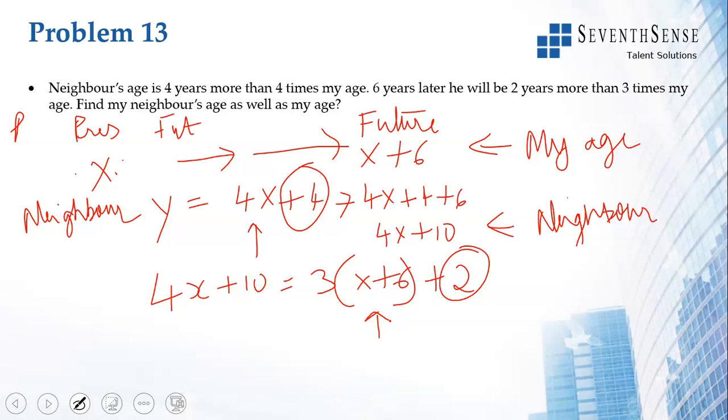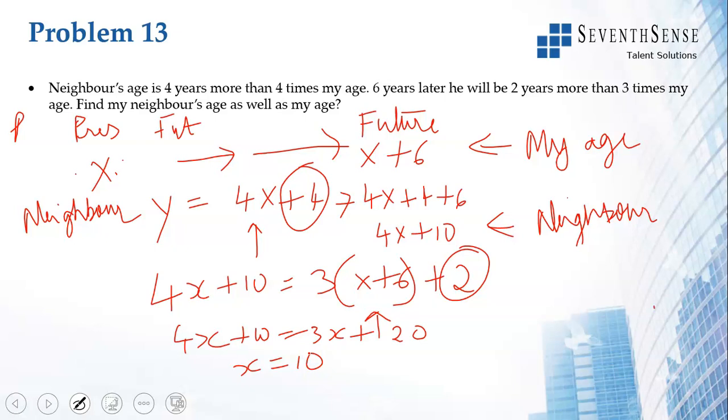We are comparing now in the future only. So my age will be x plus 6. 3 times my age plus 2 will be the neighbor's age. So if you simplify, you will get 3x plus 18 plus 2 is 20. 4x plus 10. x is equal to 10. Find my neighbor's age as well as my current age.